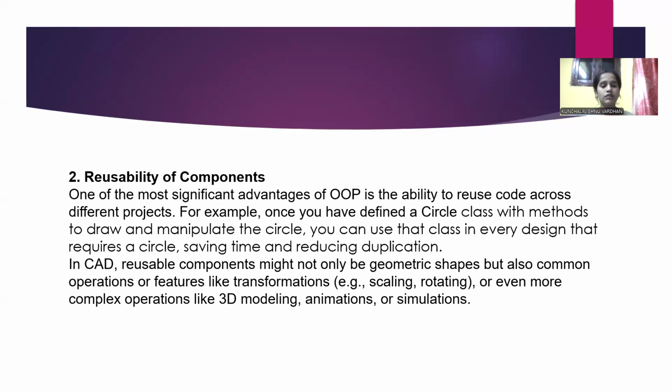Second, reusability of components. One of the most significant advantages of OOP is the ability to reuse code across different projects. For example, once you have defined a circle class with methods to draw and manipulate the circle, you can use that class in every design that requires a circle, saving time and reducing duplication. In CAD, reusable components might not only be geometric shapes but also common operations or features like transformations, for example scaling, rotating, or even more complex operations like 3D modeling, animations, or simulations.